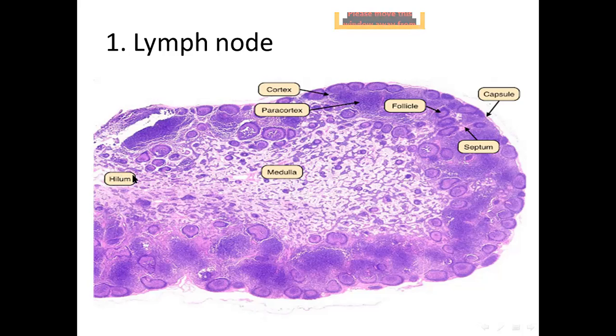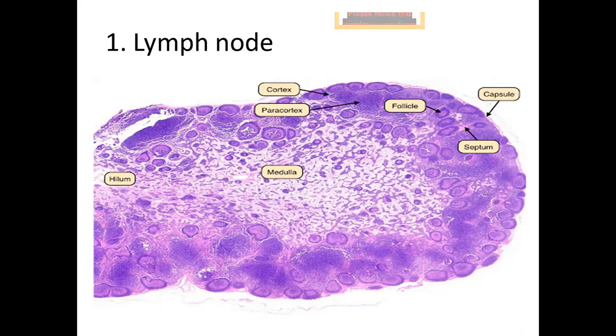Histologically, we can divide the lymph node into three main layers, starting from the outside with the cortex and paracortex, and at the center the medulla.